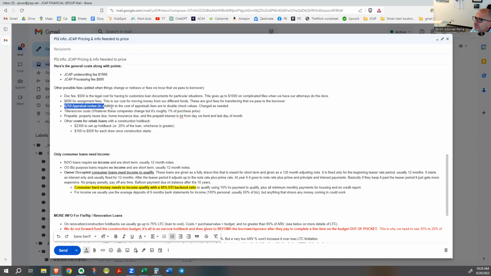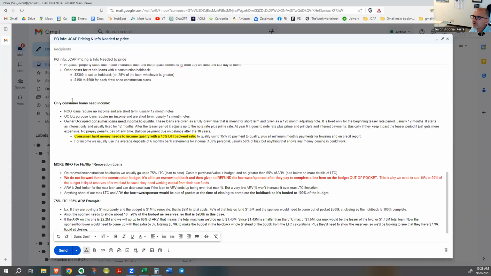If we have to do an appraisal review, it's another $250. Title and escrow fees or whatever they end up being, that's just the cost of having title insurance and having an escrow. And then if it's a rehab loan, then we're going to do these other set of fees. Remember the holdback? There's a fee to set up a holdback, and then every time they take a draw, there's also a small fee. So that's what these are.